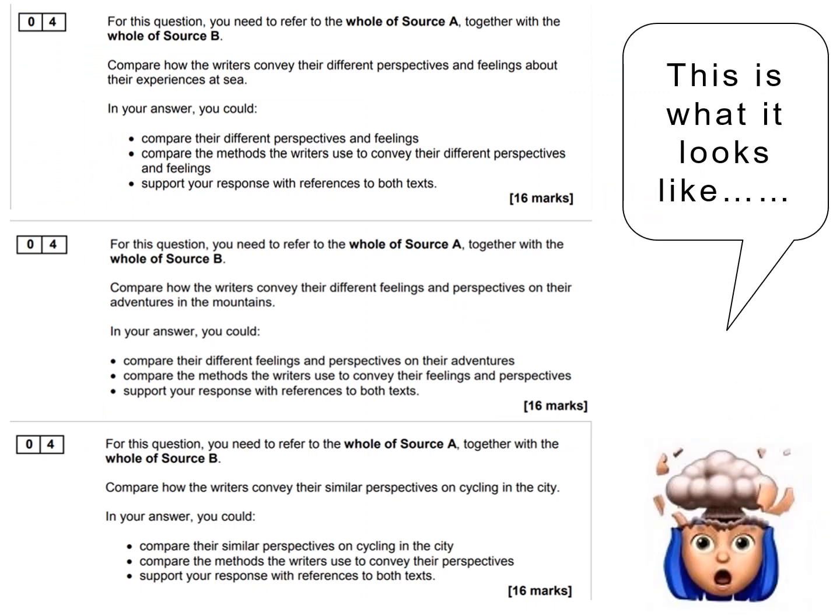So what does this question 4, 25 minutes, 16 mark question look like? Well, here are 3 of them from past papers. And if you look at the layout on the page, they all follow the exact same format. There are 3, maybe 4 sections. You've got the bit that starts 'For this question, you need to refer to Source A and Source B.' Then the bit that starts 'Compare how the writers convey', the middle section, and then 'In your answer, you could' with 3 bullet points.